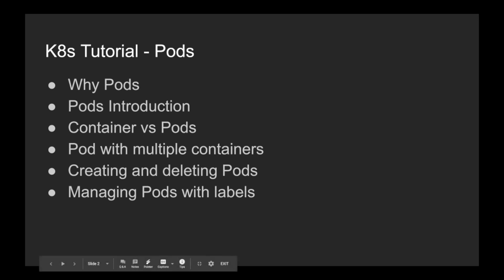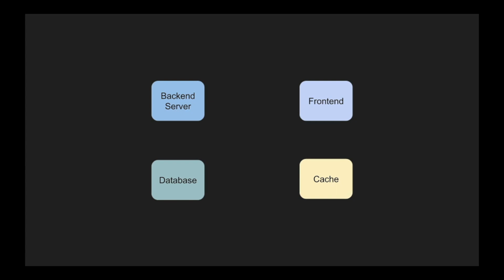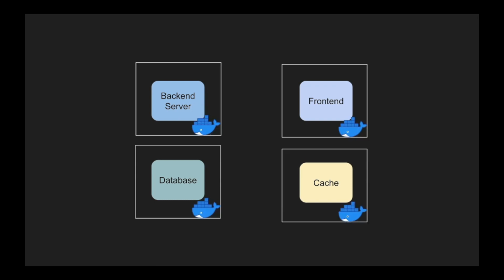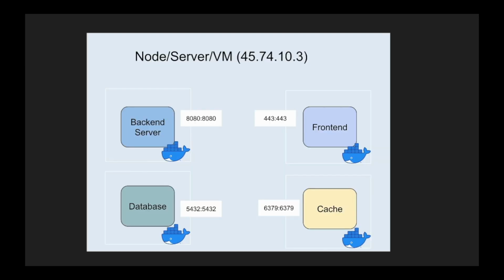So let's get started. Assume you have four components in the application. One is the backend server, another is the frontend, and next you have a database and a cache. Now in order to be able to deploy it, you need to first package it. So for packaging you use Docker and then you containerize it. And now when you're deploying it to a server, since Docker or container processes run in an isolated manner, you can't straight away talk to the container.